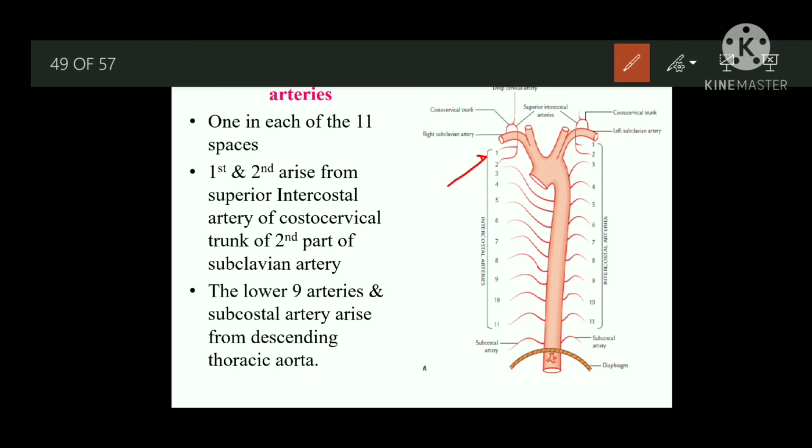The first and second posterior intercostal arteries arise from the superior intercostal artery, and this superior intercostal artery is a branch of the costocervical trunk. So the second part of the subclavian artery gives the costocervical trunk, and its branch is the superior intercostal artery, which gives the first and second posterior intercostal arteries on each side. The 3rd to 11th and the subcostal arteries are branches from the descending thoracic aorta.